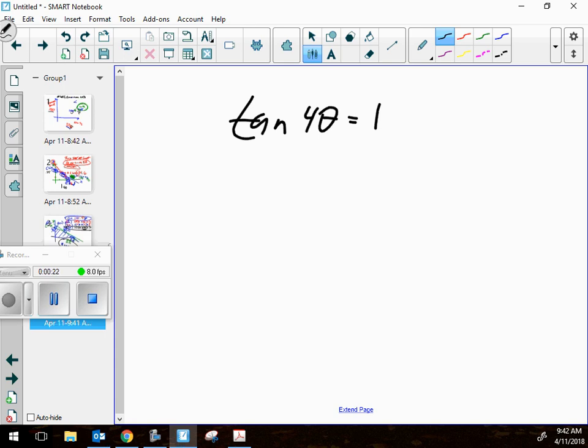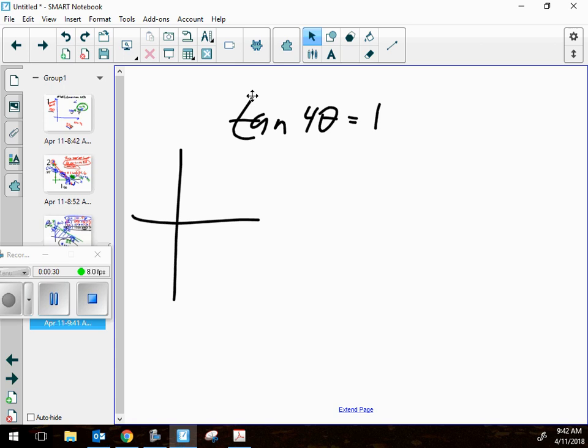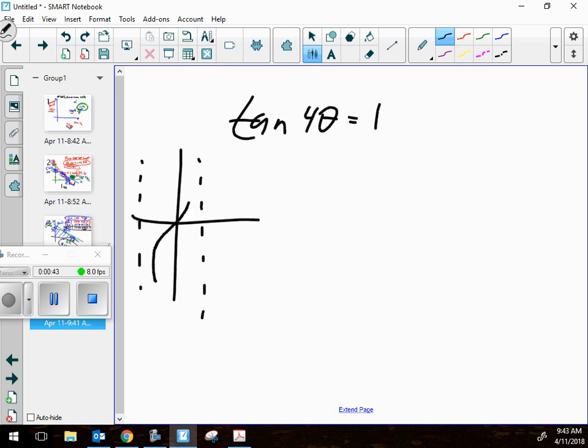Okay, so let's just talk this through for a second. Tangent, kind of how that looks. Would you sketch tangent for just a second? Just normal tangent. Just want to make sure you get the big picture of what this looks like. You know what tangent looks like? What's really important is where those asymptotes are. I know it's one of those things, but do you know where the asymptotes are? Pi over 2 and negative pi over 2.